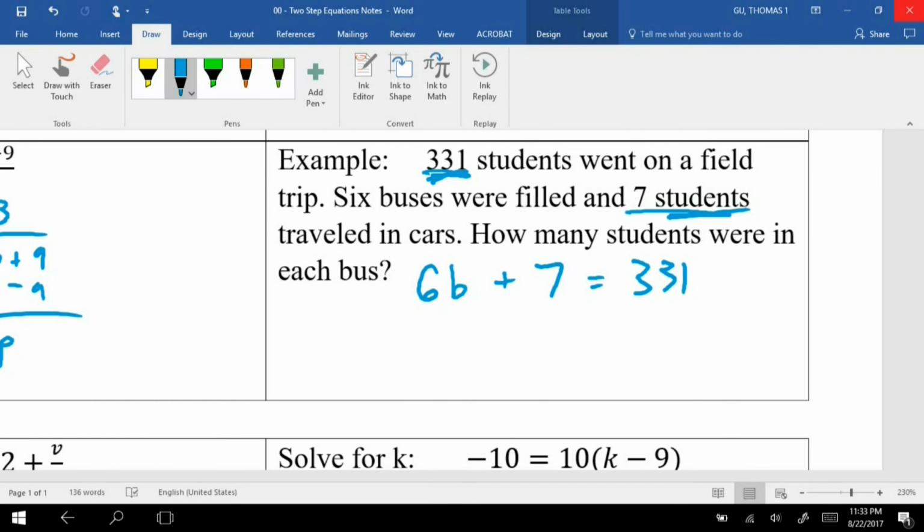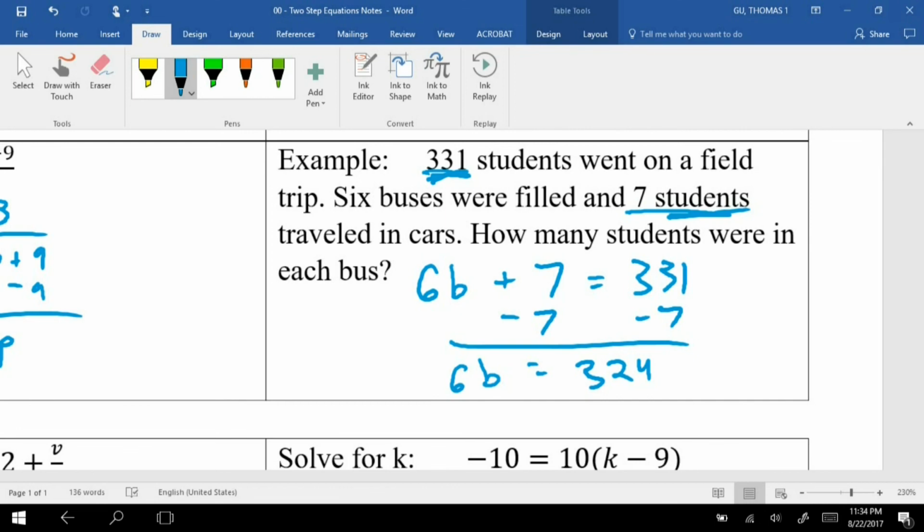How many students were in each bus? Well, we got 6 buses and we got 7 students coming in cars and a total of 331 students. So what are we going to do? We're going to subtract 7 students, get these 7 students out of here because they are not part of the buses. So we got 6 buses equals 331 minus 7. That would be 324.